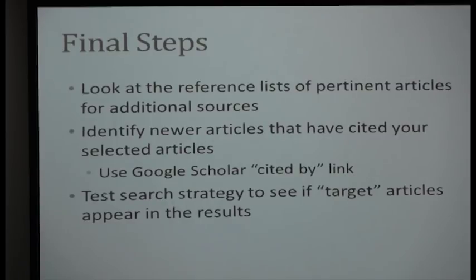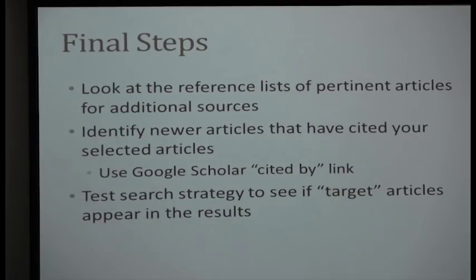Identify newer articles that have cited your article. So, has anyone used the cited by feature in Google Scholar? Okay. There's a little link when you look for an article in Scholar that says cited by, and if you click on that, it will list all of the papers that have cited that article.